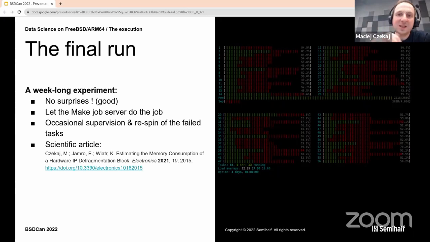So it ended up in a scientific article, which is on the slide. That was about, surprise, surprise, estimating the memory consumption. So basically, I was simulating the memory consumption of the hardware system, while I was actually struggling with the memory consumption of my host system. So, you know, that is kind of ironic.